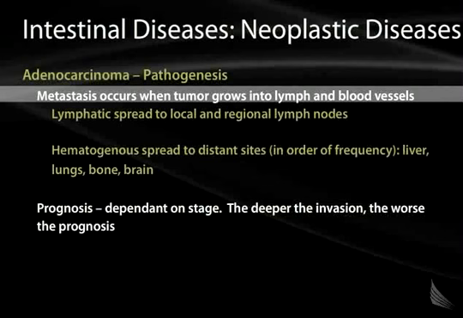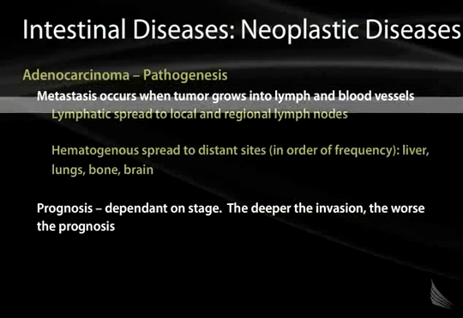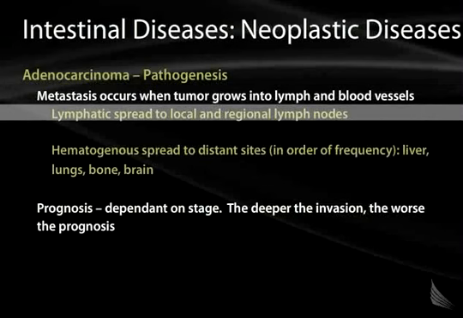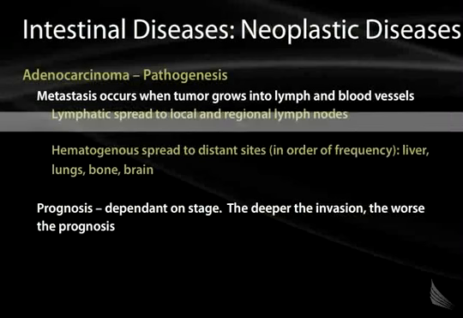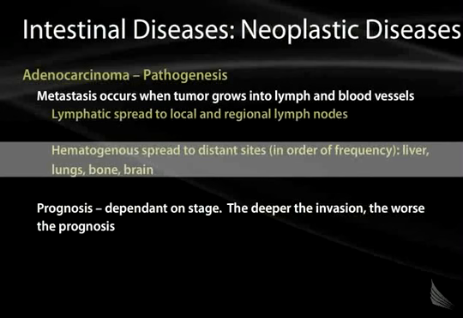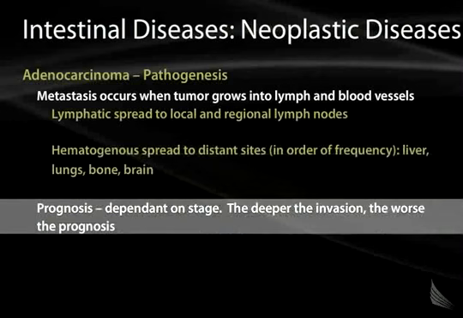Metastasis occurs when tumor grows into the lymph node and spreads via the blood vessels. Lymphatic spread can spread to local lymph nodes or spread to distant sites. Remember, the liver is the first site of metastasis of adenocarcinoma of the colon. Again, colon cancer goes straight to the liver. Prognosis is dependent on stage. The deeper the invasion, the worse the prognosis.